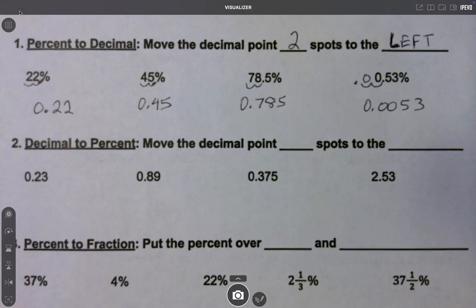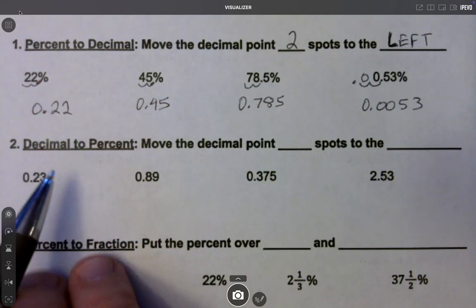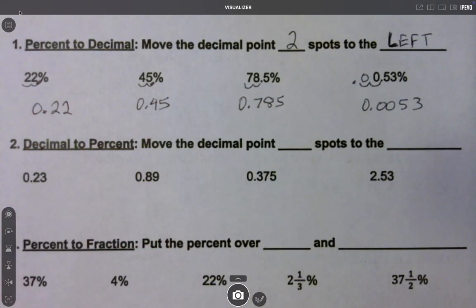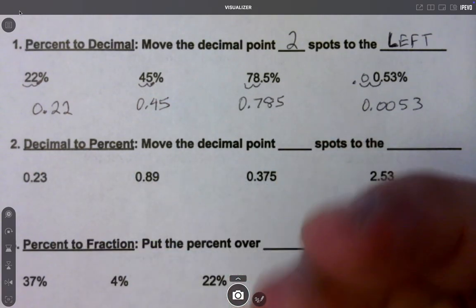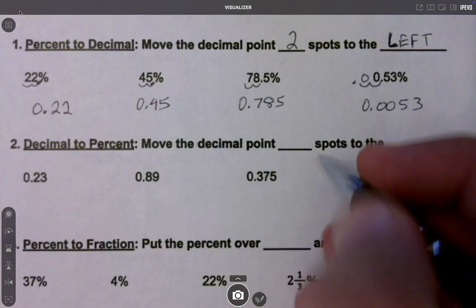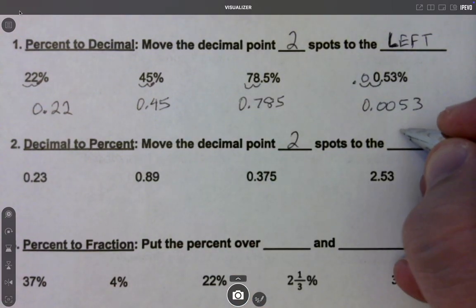Okay, now we're just going to do the reverse. Here we started with percents, changed it to decimals. Now we're going to start with decimals and change it to percents. So just like we're doing the opposite, the process will just be the opposite as well. So we'll move the decimal point 2 spots to the right.